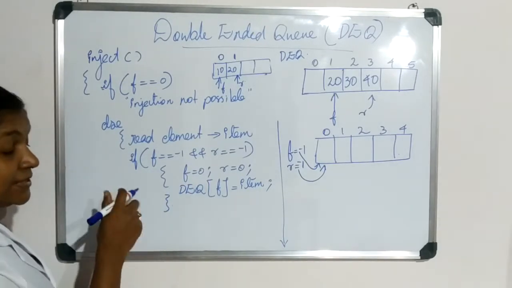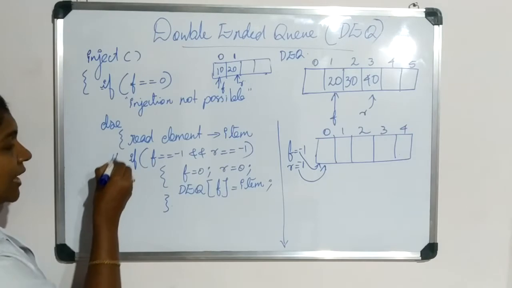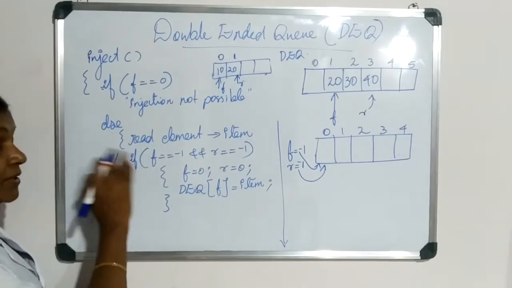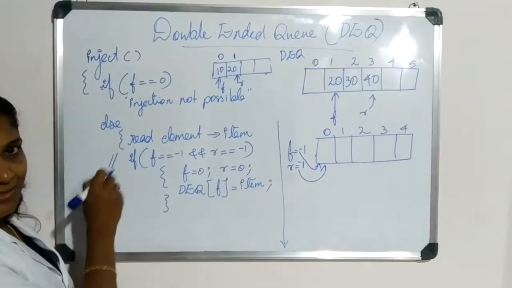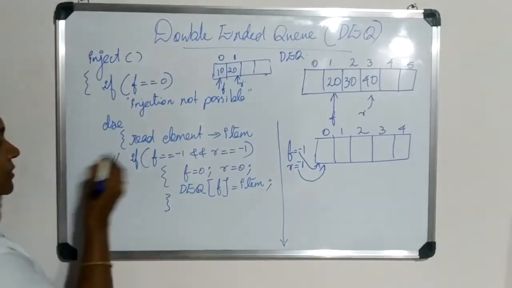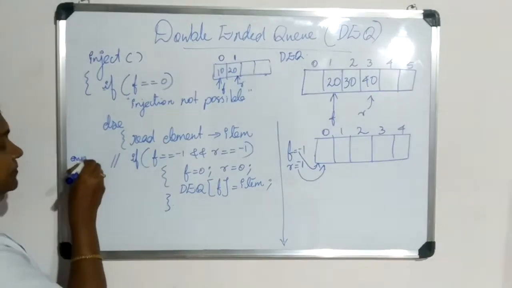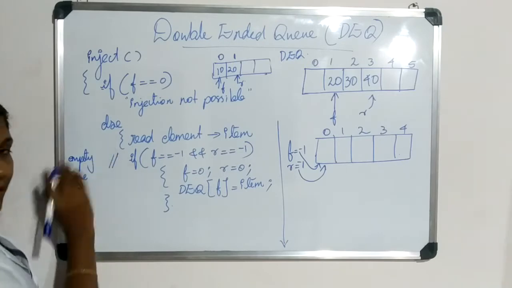So the first case is insertion of an element into an empty queue. I am writing the comment at this side, but you are not supposed to write the comment at the left side because it is not possible. Whenever you write a comment, you write it at the right side. So this is the empty case. This is just for your understanding. Please do remember that.